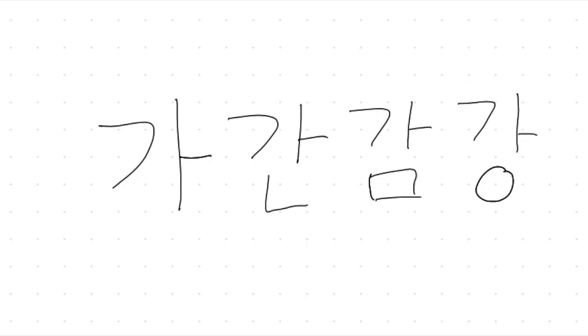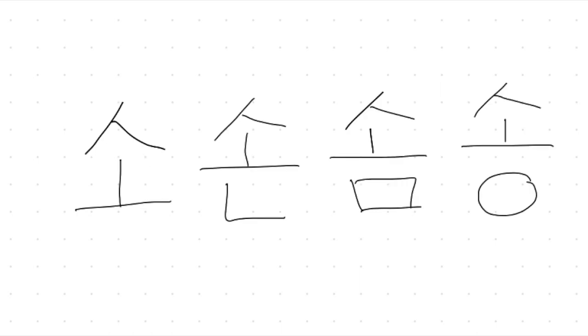Go for it. 가, 간, 감, 강. Oh, perfect. All right. 가, 간, 감, 강. Yes, good. 소, 손, 솜, 송. Good. 소, 손, 솜, 송. Good. 도, son, som, song. Good.